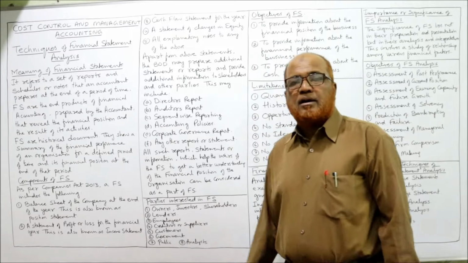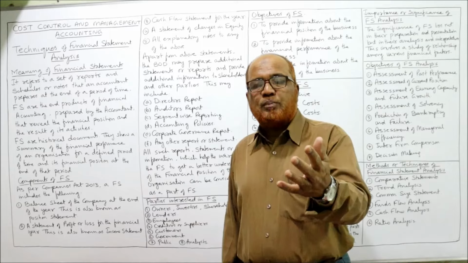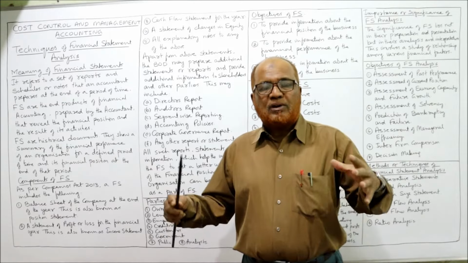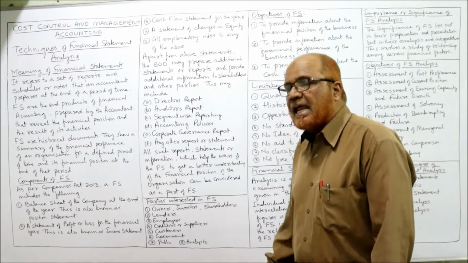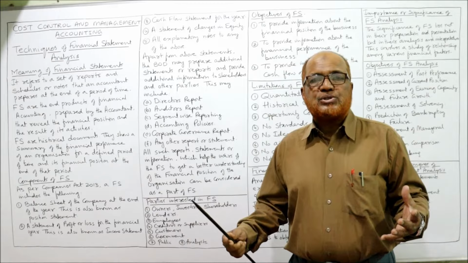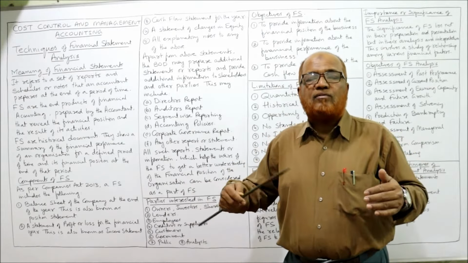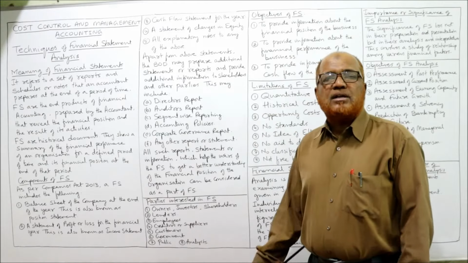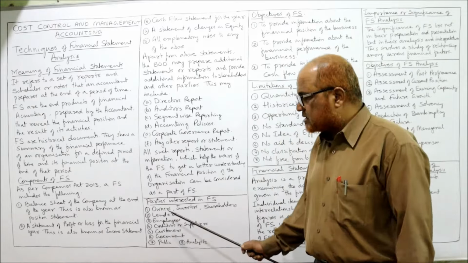Next one is public. The general public wants to find out the financial position of different companies. So the performance report and the position report will be supplied by the financial statements. Last one, analysts, the researchers. The researcher analysts want the complete data of different business organizations. So these are some of the parties who are interested in financial statements.